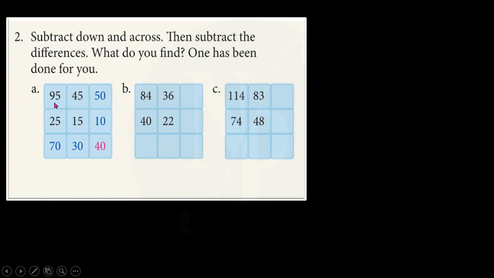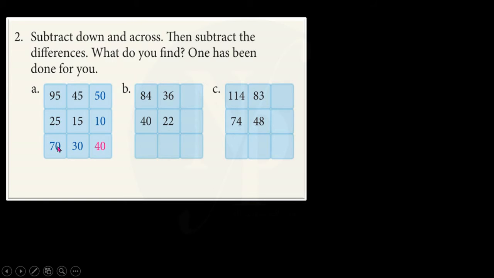Subtracting 25 from 95 and subtracting 15 from 45. Subtracting across means like this, horizontally. Subtracting 45 from 95 and subtracting 15 from 25. This is what is called as subtracting across. Let us understand this example in A and then we will solve B and C. Look here. First let us see subtracting down. Subtracting 25 from 95 you get 70.